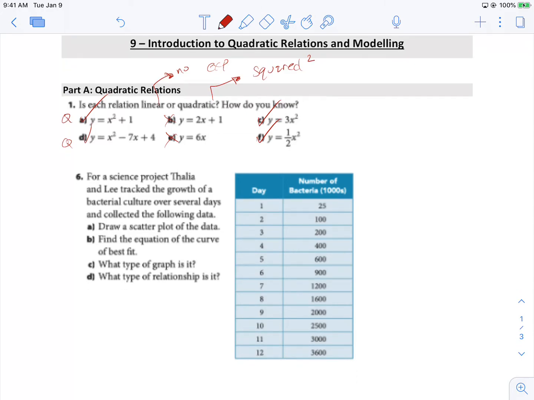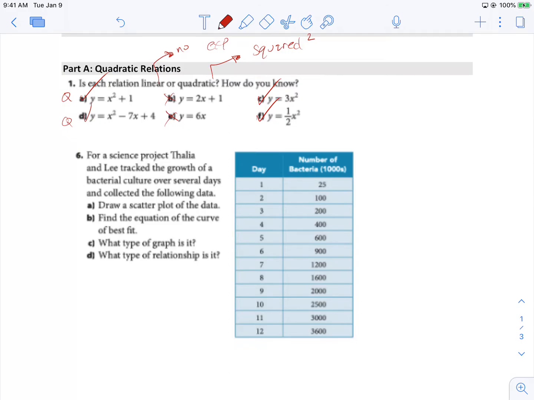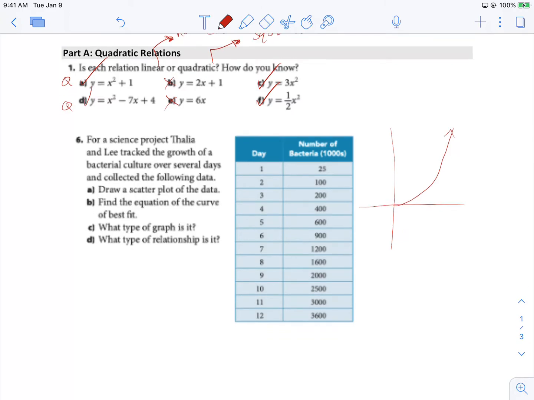Okay, so we want to draw a scatter plot of the data and find the equation of the curve of best fit. What type of graph is it? What type of relationship is it? You're going to see very quickly that this resembles something looking like that. Since it's not a straight line and it looks like it's curving up faster and faster, we can say that's a quadratic relation. How do we know? Well, we're going to get into that in just a second.